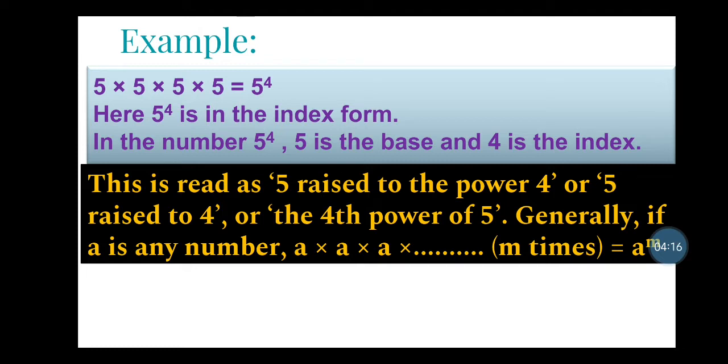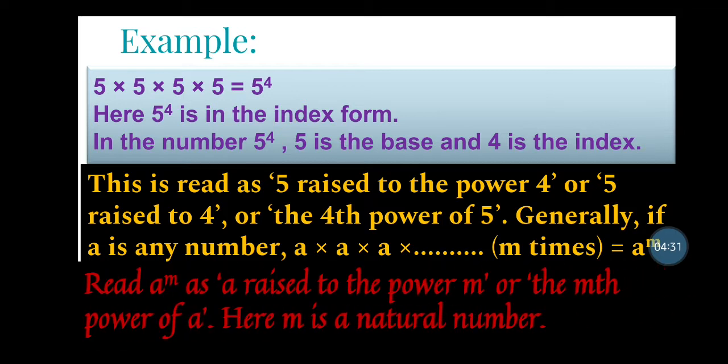Generally, if a is any number, a into a, that is m times, can be written as a raised to m. It is read as a raised to the power of m, or the mth power of a. Here m is a natural number. Dear children, natural number means the counting number, the numbers which start from 1, 2, 3 till infinity.